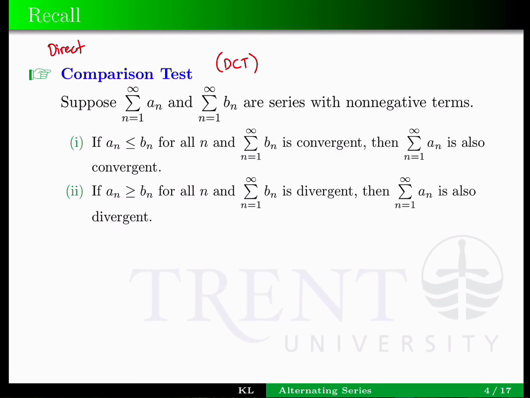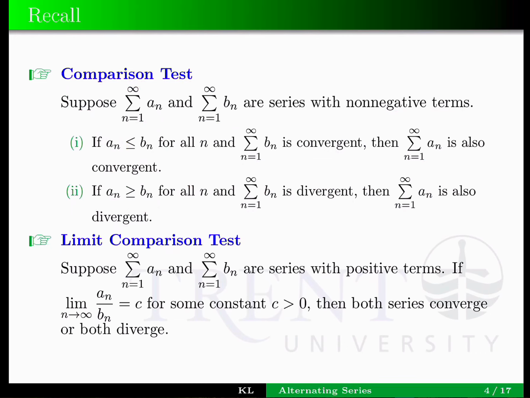So this is the direct comparison test. And then there's another comparison test. We call it the limit comparison test. So here we have two series, a_n and b_n, with positive terms. In here, we don't need the comparison a_n less than or equal to b_n or a_n greater than or equal to b_n. We just want to take the ratio a_n over b_n, and get the limit as n approaches infinity. If the limit is a positive constant, then both of these series converge, or both of them diverge, meaning they have the same conclusion in terms of convergence or divergence.